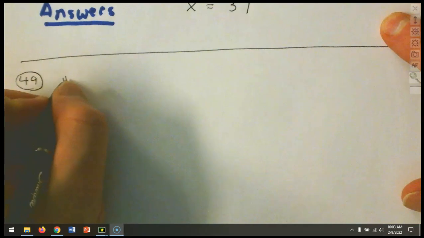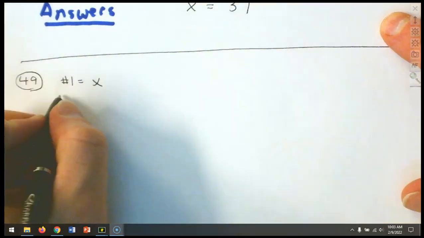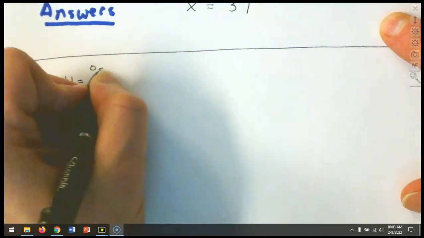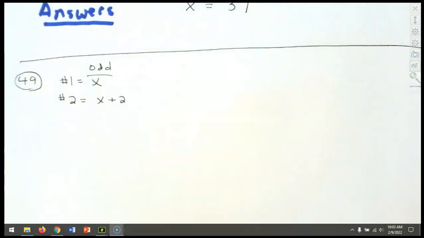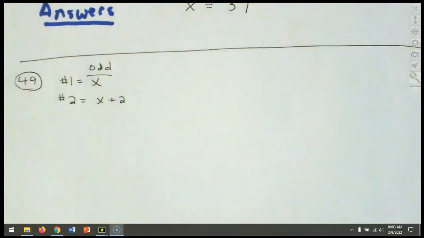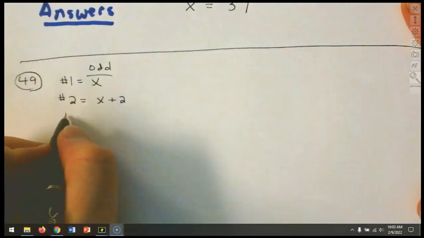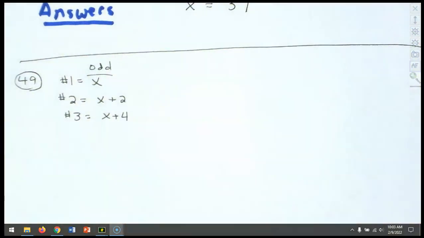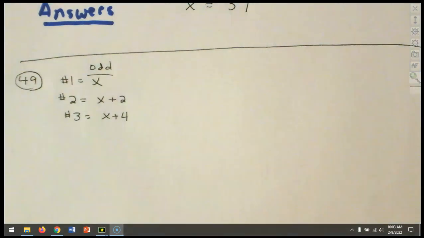So the first one is always x. Second one, x plus 2, because these are odd. Right, so those are odd there. Okay, what about the next one? That's going to be x plus 4. Yep, x plus 4. So those are our three consecutive odd integers there. Now what we're going to do next is we're going to build our equation.